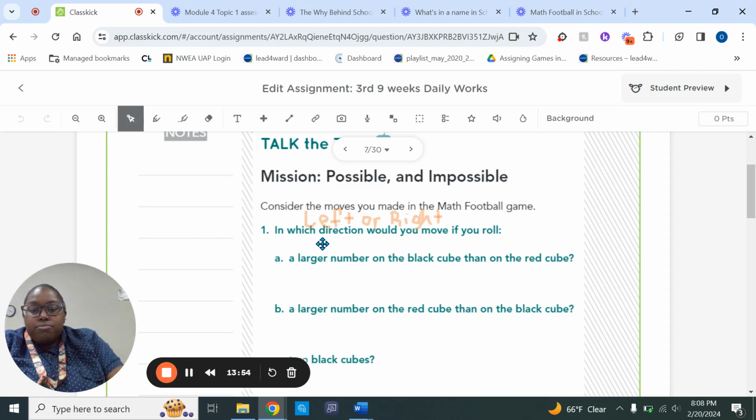Now for this one, read the directions. If you need help with this one, I would suggest you read the previous page because you need to know what the black cube represents and the red cube represents. Now, once you know that, remember, this is an adding activity. So you are adding these numbers together. And since these are cubes, the highest you're going to go is 6. So the highest number on both cubes is 6 and 6. So pretend you're rolling 2 cubes. One's black, one is red. The black is positive, the red is negative, and then answer these questions accordingly.